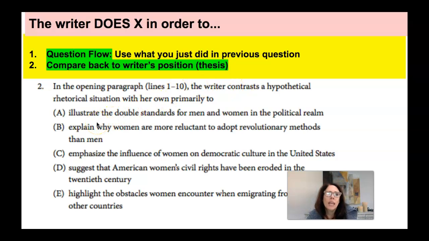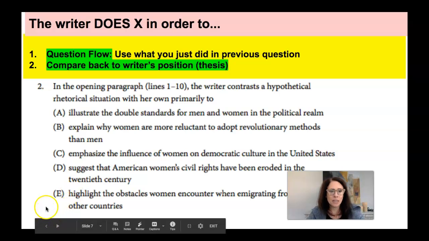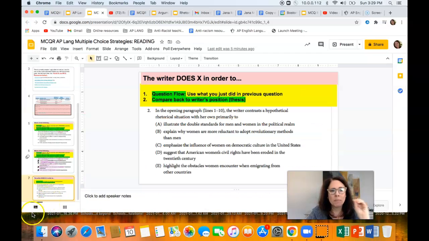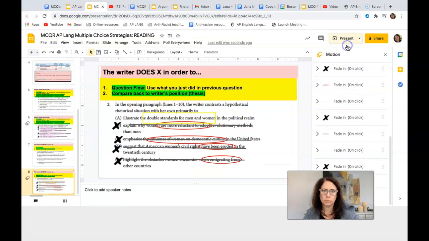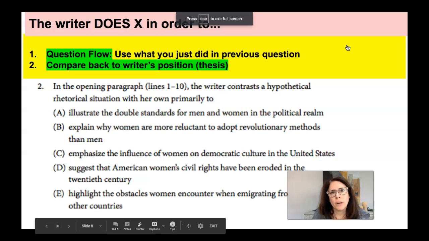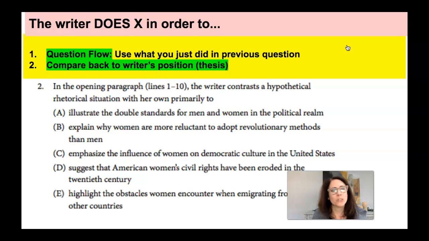Let's cross out any answer choices that do not match her main motivation we know of in her speech from the very beginning paragraph. So I'm going to go back and figure out what we can eliminate, because remember, this test is about eliminating the wrong answers, not about finding the right answer. All right, so I'm reading the first one. Again, the writer's message or point is to illustrate the double standards for men and women.